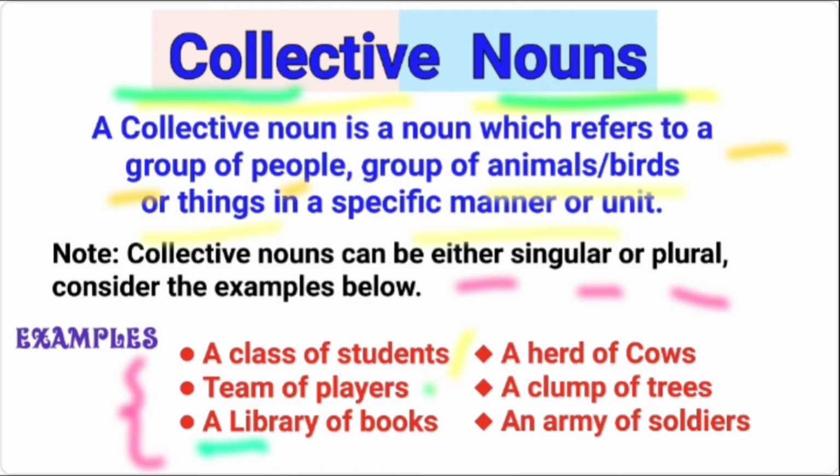A library of books. In a library, you find hundreds, thousands, so many books, a large collection of books. So where we find a large collection of books, it is called a library. A herd of cows, a clump of trees, an army of soldiers. An army of soldiers, because in an army you find millions of soldiers who are fighting for their country, who are sacrificing their lives for their country. But it is an organization which is called an army.